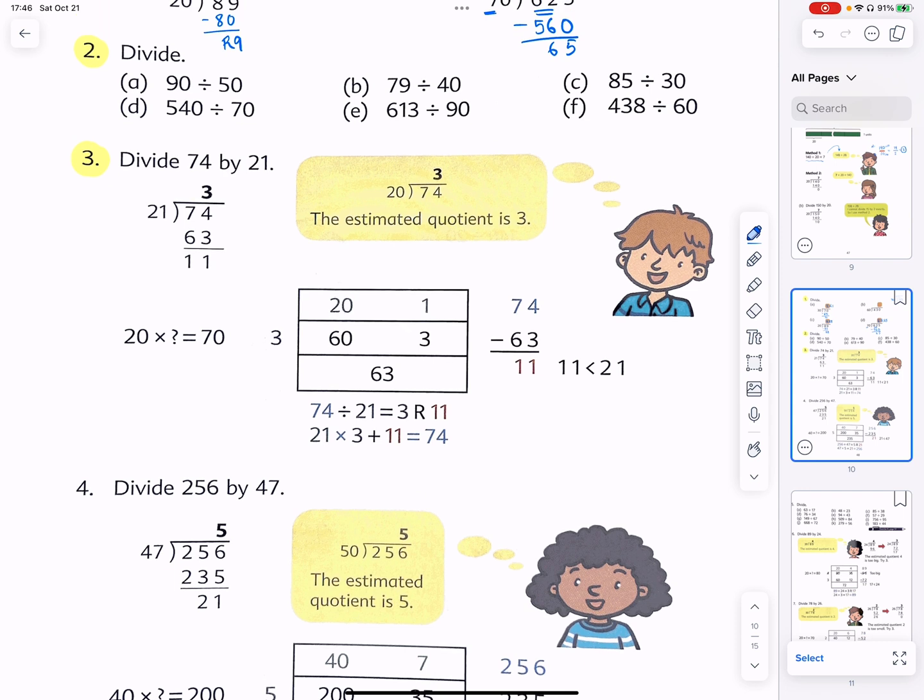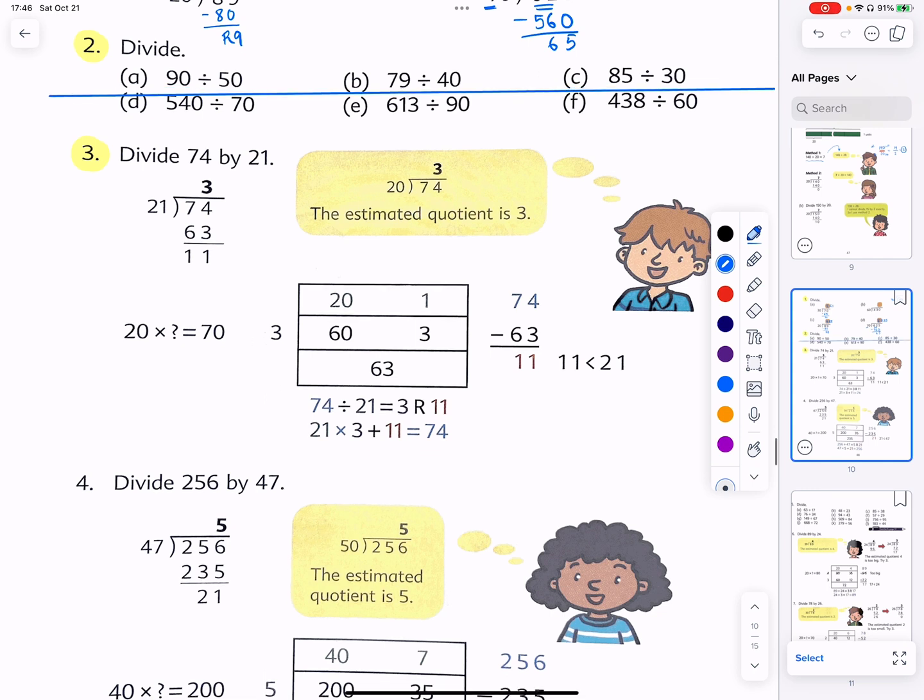Of course, it would be good to have some white space over here, and the book doesn't give us any white space. So let's start from A, B, C. I'm going to write a line. Let's start with A, B, and C, the top examples. All right, so 90 divided by 50. Let's ask ourselves, how many times does 50 go into 90? 1 time, of course, and the remainder is 40.